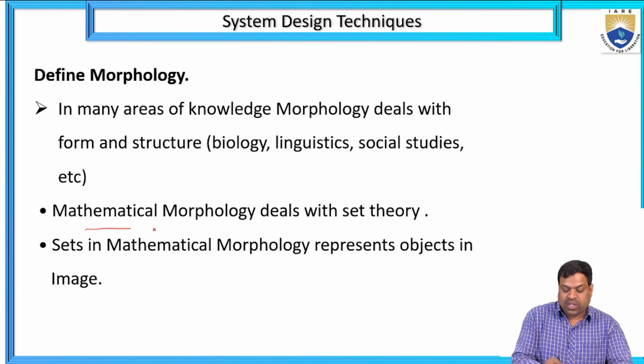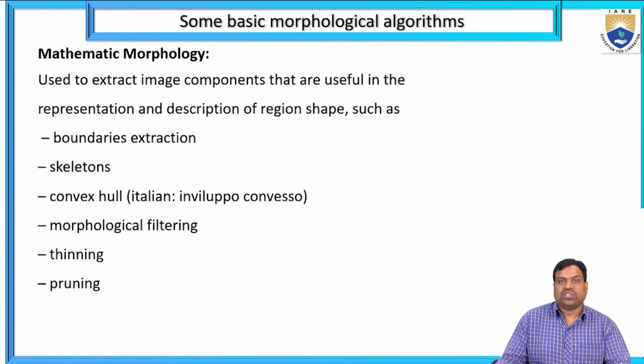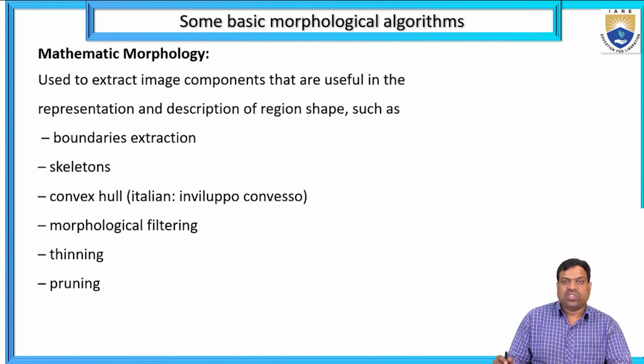Mathematical morphology deals with the theory, and it represents the objects in an image. Mathematical morphology is used to extract image components that are useful in the representation and description of region shape, such as boundary extraction, skeletons, convex hull, morphological filtering, thinning, and pruning. So these are the morphological mathematical models.